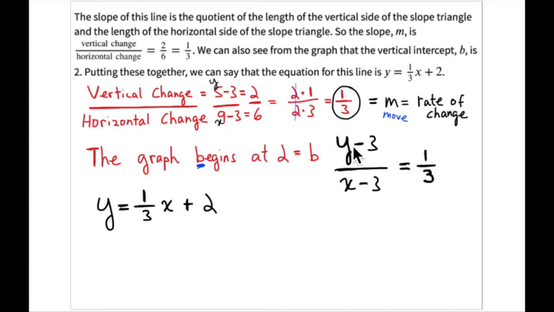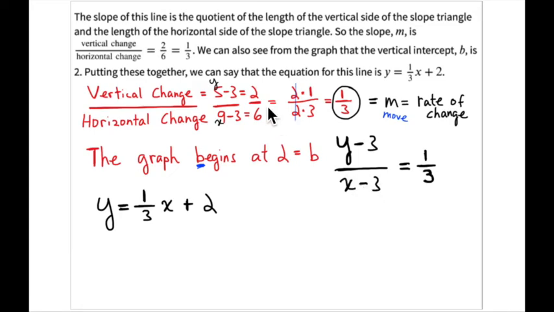You can take that y and subtract the 3. So y minus 3, that's the amount of change along the vertical axis. And you can take this x and subtract 3 as well. So x minus 3 is the amount of change along the horizontal axis. And what does that equal? It equals the slope. We already calculated the slope. And so what that tells you is that y minus 3, the vertical change, is 1/3 of the horizontal change, which is x minus 3.